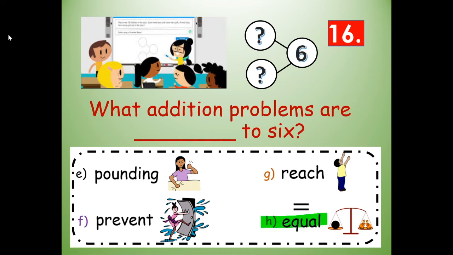Equal. If you notice, those are number bonds. The total is 6, and the two smaller numbers or bonds that equal to 6, we don't know. You could be 6 plus 0, 5 plus 1. They are all equal to 6.